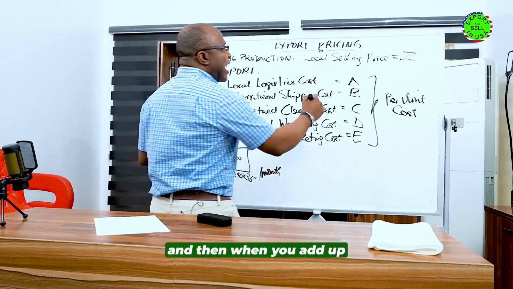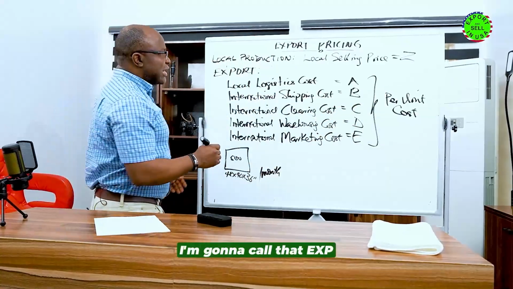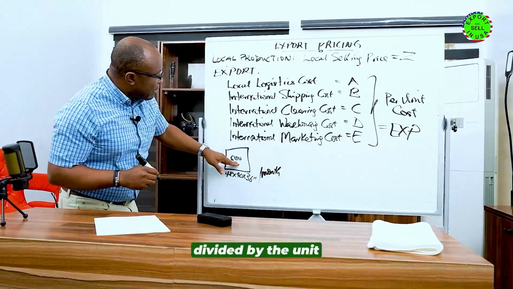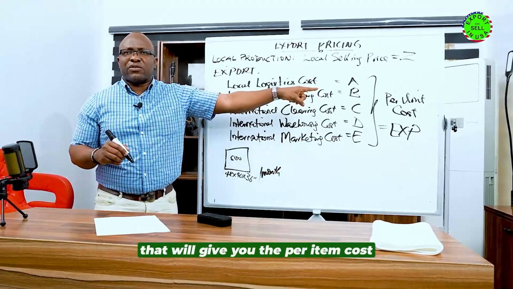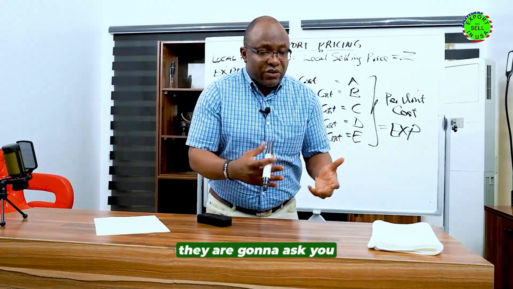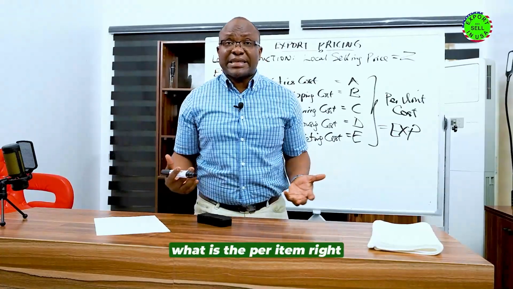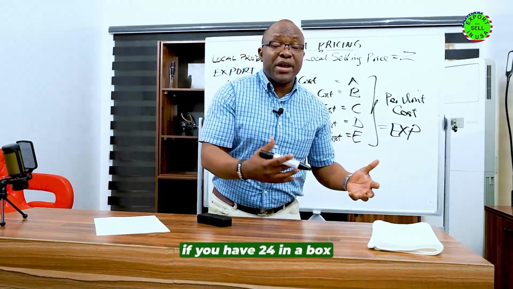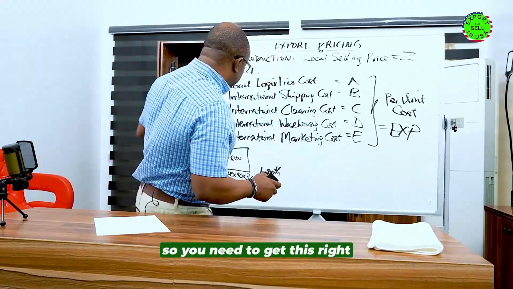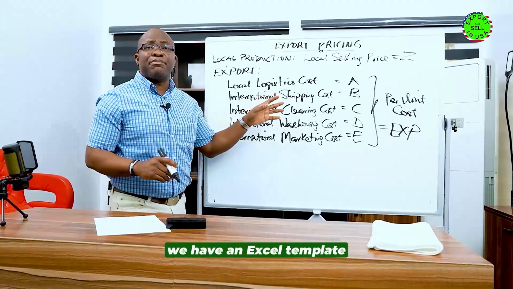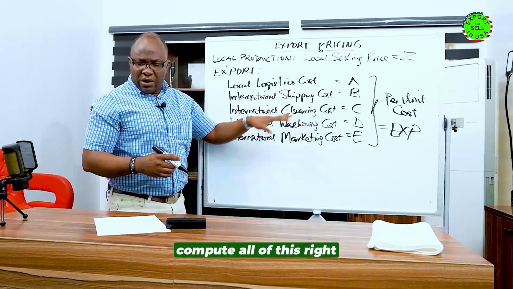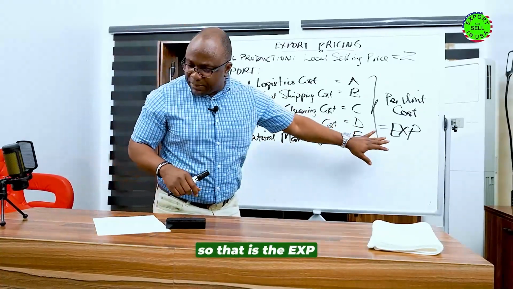When you add up all of that, I'm going to call that EXP. When you add up the total export cost divided by the units, that will give you the per item cost. Because remember, when you are selling this product to a store, they are going to ask you how much is each of them. What is the per item? If you have 24 in a box, then it's 24 times whatever is your per item cost. So you need to get this right. We have an Excel template that we give some of our customers that easily computes all of this. So that is the EXP per item cost.